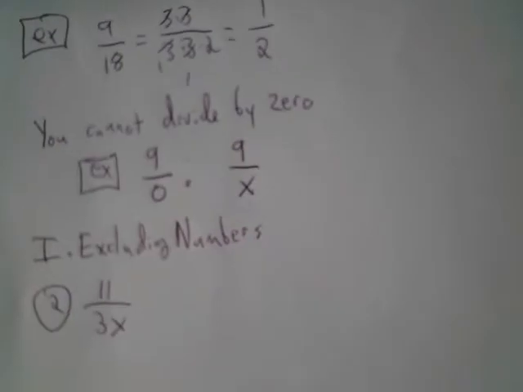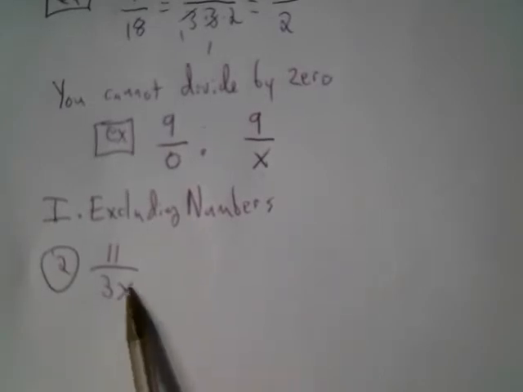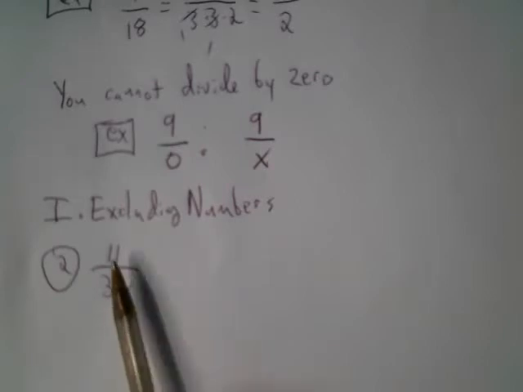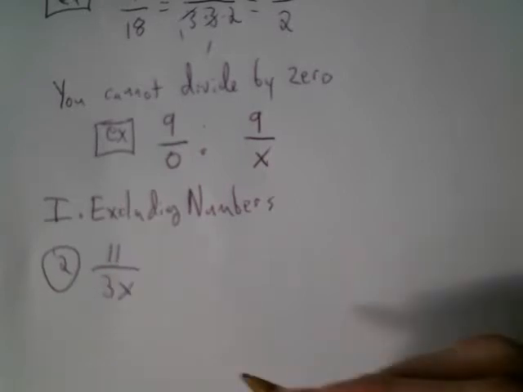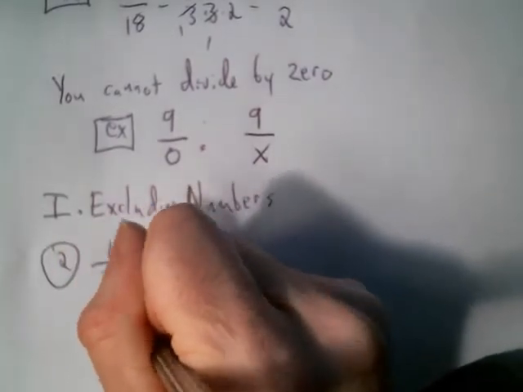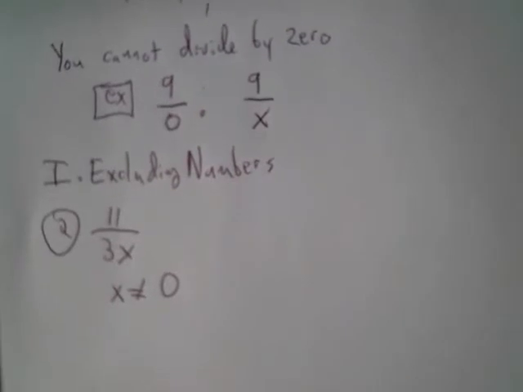Here's number 2 in the book. So we have 11 over 3x. So what number can't you put in for x? Okay, so we're thinking, what would cause this denominator to equal 0? So if you let x equal 0, 3 times 0 would be 0, and you would have division by 0. So we can't allow that to happen. Okay, so x cannot be equal to 0. So this expression would be undefined when x is equal to 0.